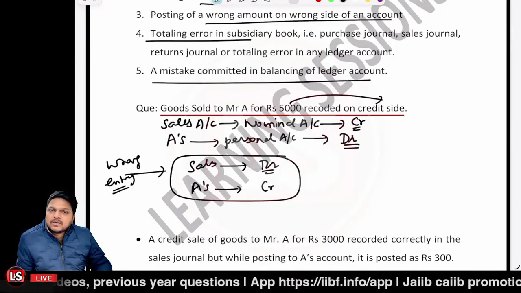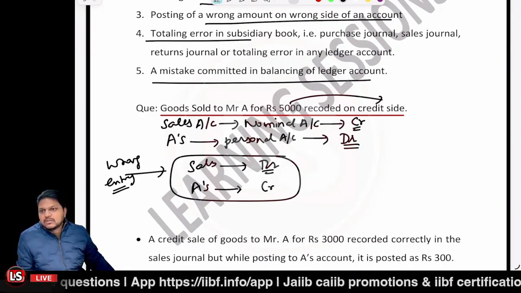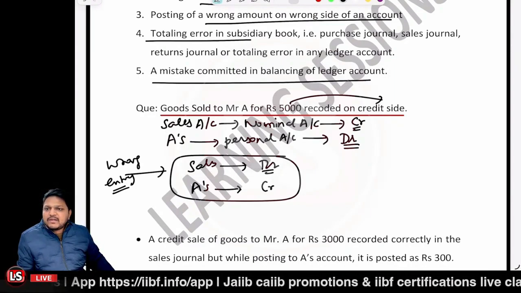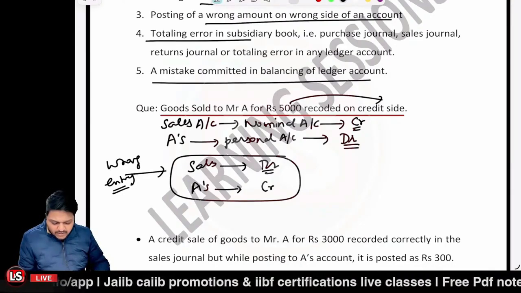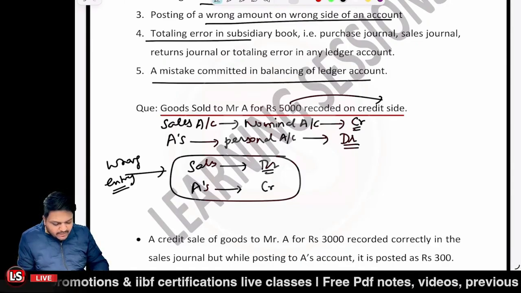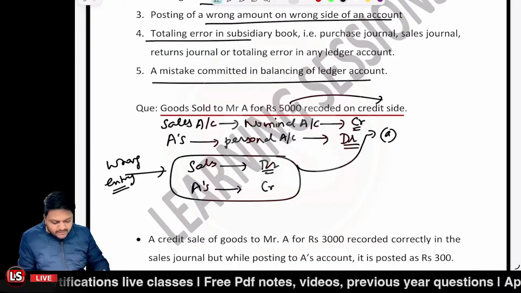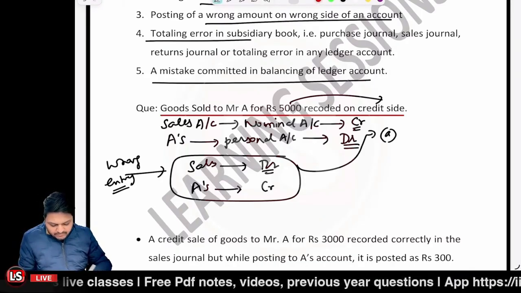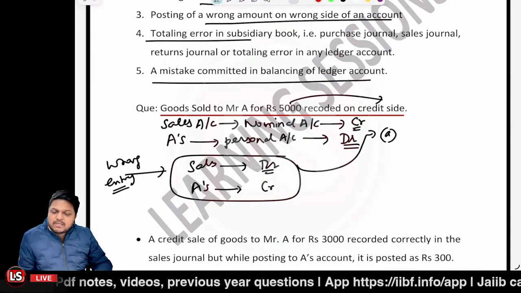Is this clear? Now, how can you rectify this particular entry? First of all, we have to reverse this entry. Reversing this entry means we have to post on the wrong side. When we rectify this entry, at the same time we have to reverse the entry. We have to think in that way.